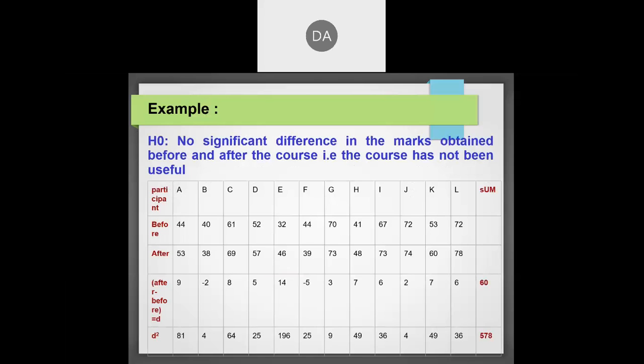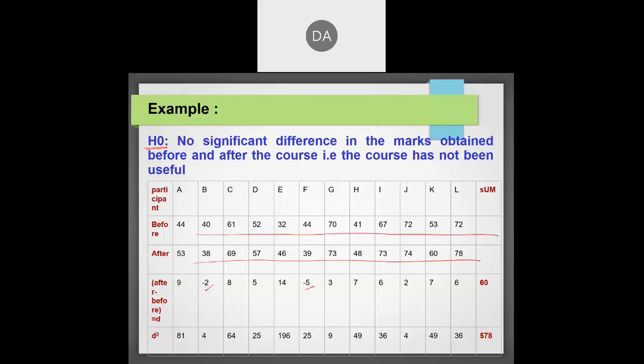So the null hypothesis is that there is no significant difference in the marks obtained before and after the course, that is, the course has not been useful. I need to test it. So given these values, before test marks and after test marks, find the difference between before and after, keeping the sign as it is. Somewhere you will see marks improving, somewhere you will see marks not improving, they are decreasing.